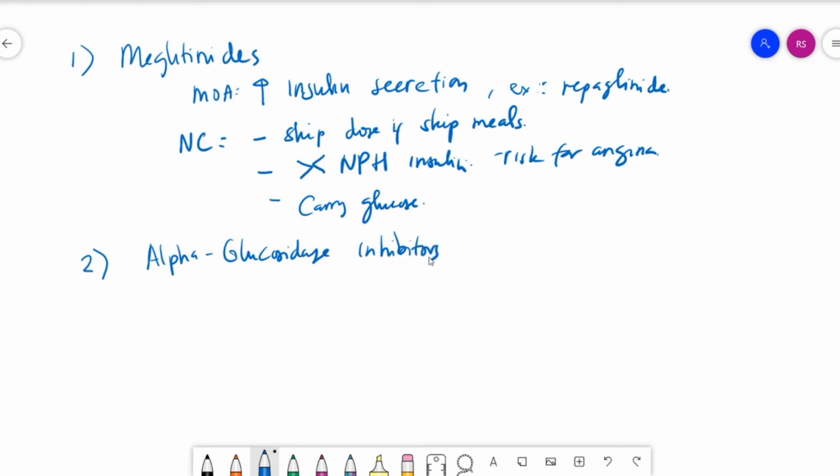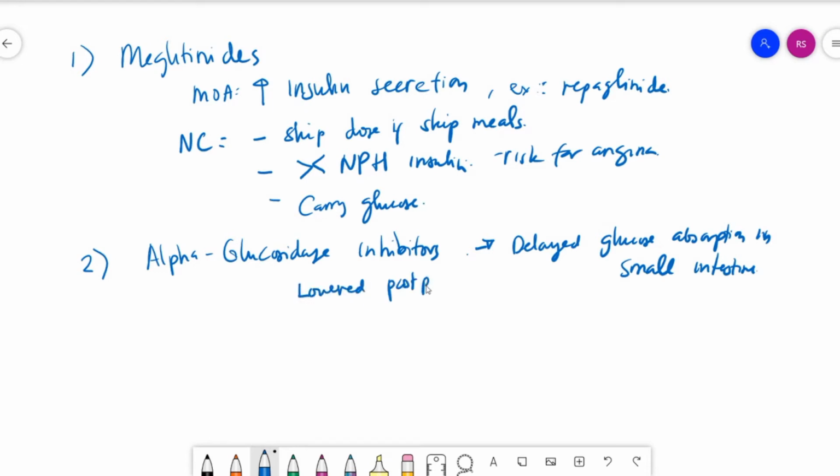And for this one, it affects the small intestine. The mechanism of action is delayed glucose absorption in the small intestine. And as you guys know, if you have delayed glucose absorption in the small intestine, then after meals you have decreased postprandial blood glucose. So you will have lower postprandial blood glucose.